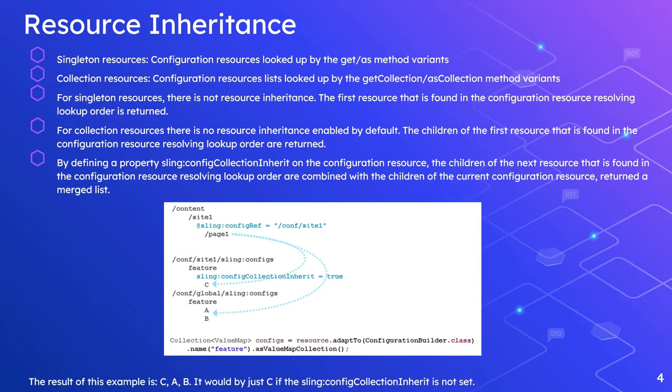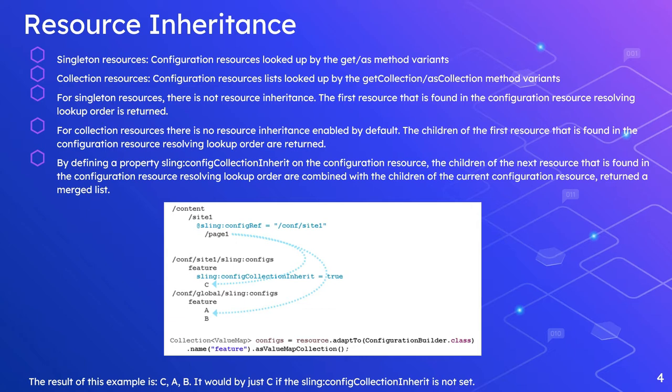Now there is one feature, resource inheritance. Here we talked about two types of resources: singleton resources and collection resources. Singleton configuration resources are looked up by the get or as method variants. We can see that when we talk about the API. Those are called singleton resources. Collection configuration resources lists are looked up by the getCollection or asCollection method variants.